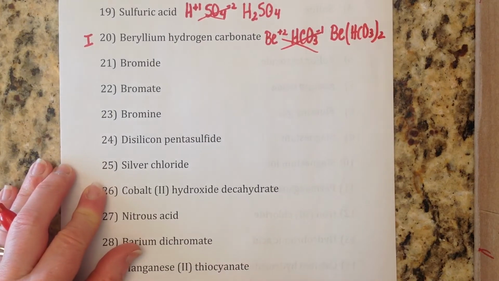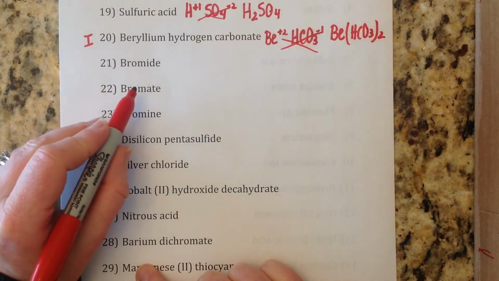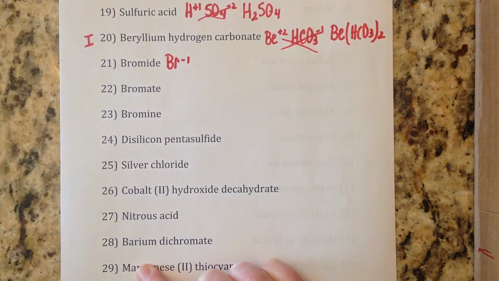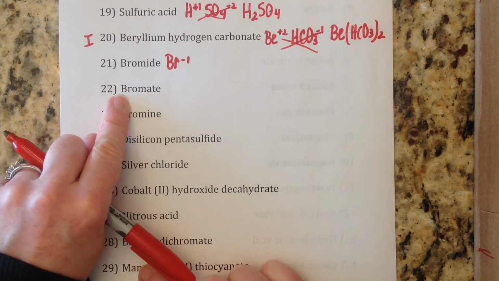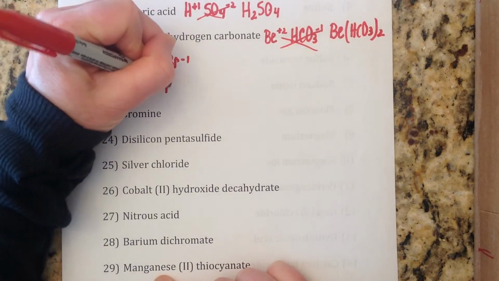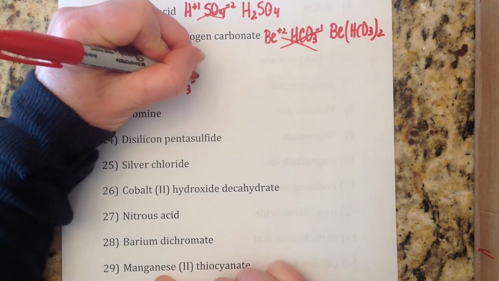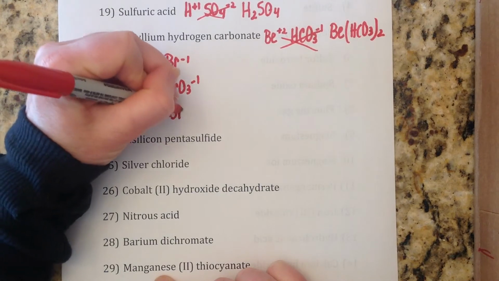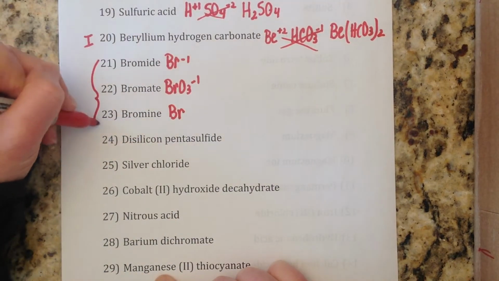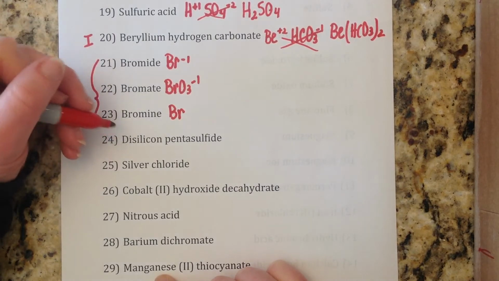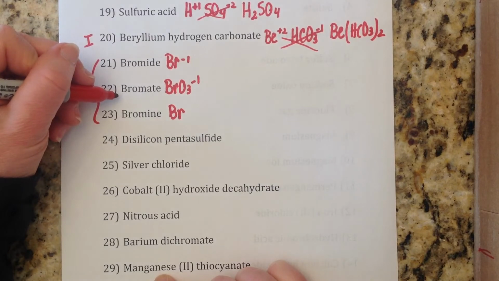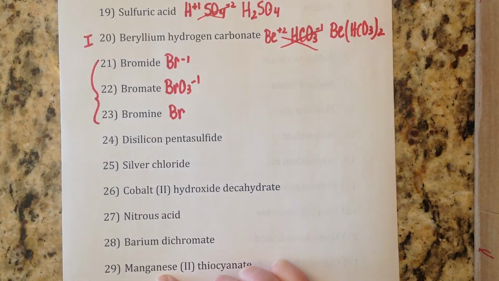All right, number 21, bromide. That is the anion of bromine. It's in the -1 column, Br minus 1. Bromate is a polyatomic ion that I have memorized, BrO3 minus 1. Bromine is just an element off of the periodic table. So again, you know I like to put these together because I like you to see those subtle differences. Bromine turns into bromide when it steals 1 electron. Bromate is totally different. It is just a polyatomic ion that we have memorized.